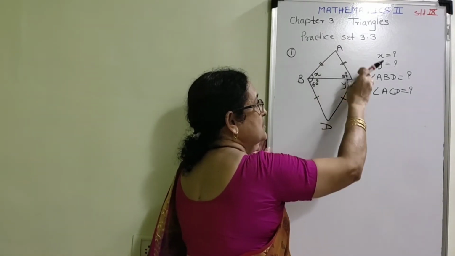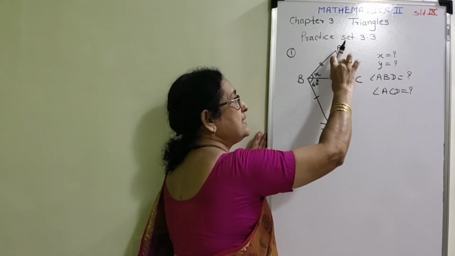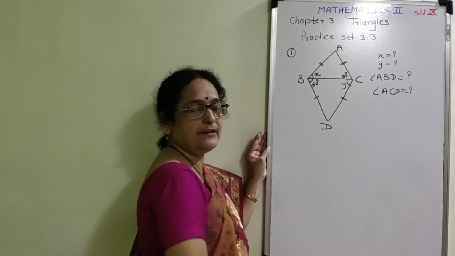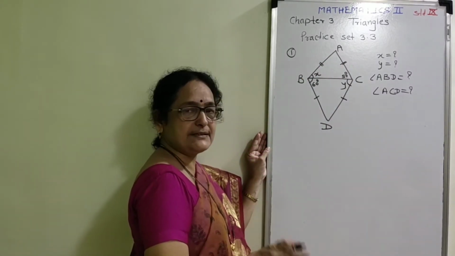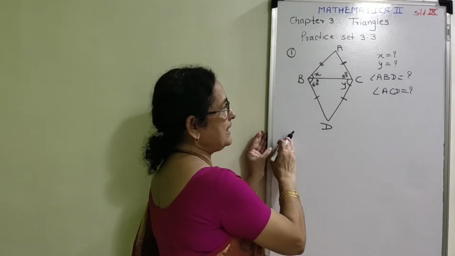Now, similarly, the measure of angle ACD. Here also it is the addition of these two angles. One is 50 degrees, the other one is also 60. The addition is the same, that is equal to 110 degrees. Now, I am going to write the entire example.